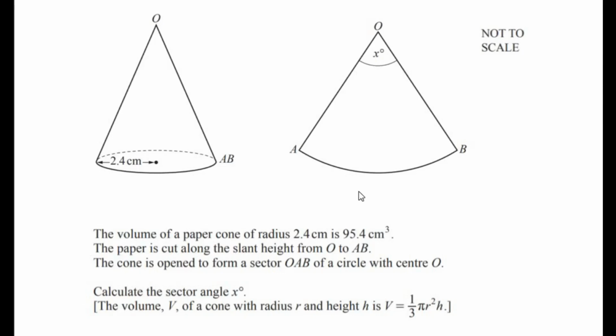In this video we are going to solve an example on mensuration. The volume of a paper cone of radius 2.4 cm is 95.4 cm cube. So the volume of this paper cone is given. The paper is cut along the slant height from O to AB. So we are going to cut open the cone from the point O till the point AB.